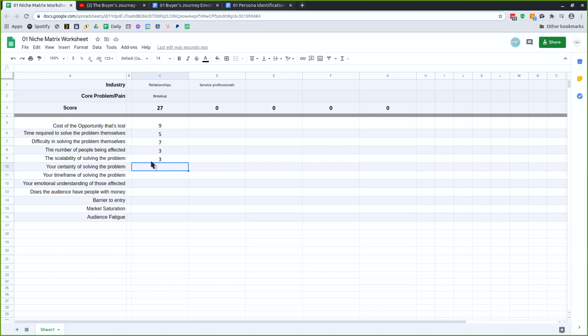10 being absolutely I can solve it for every single person. It's like that water. I give it to them, they drink it, it's solved. I would say like 8. Got some stubborn ones, but sooner or later you're gonna get them. Okay, and the time frame of solving the problem.